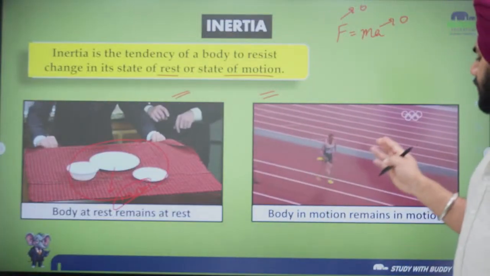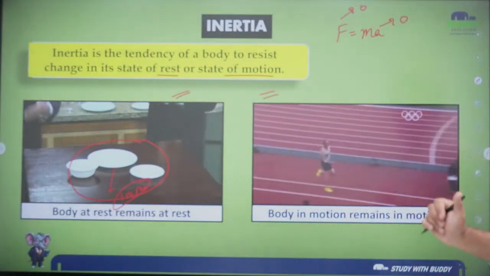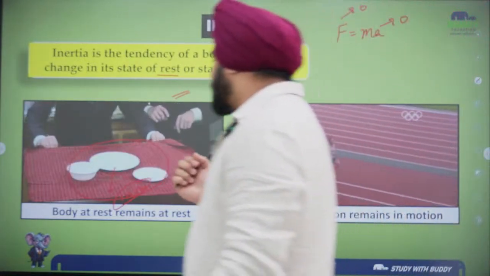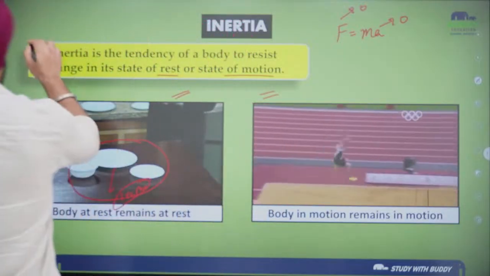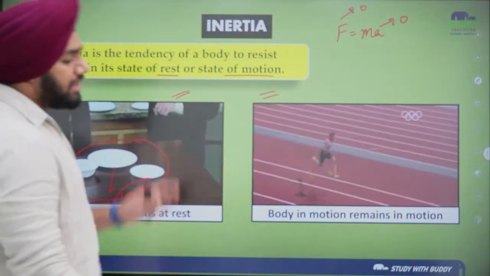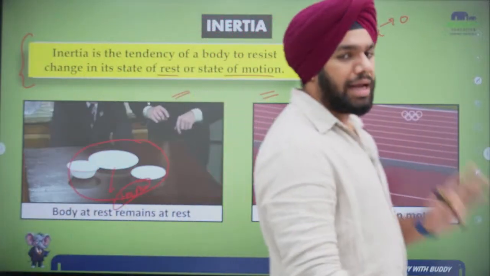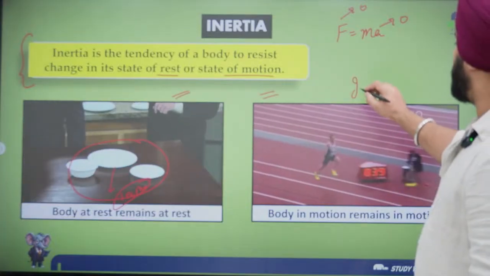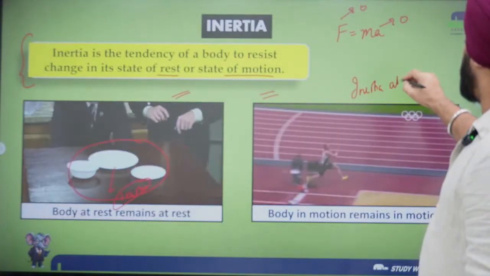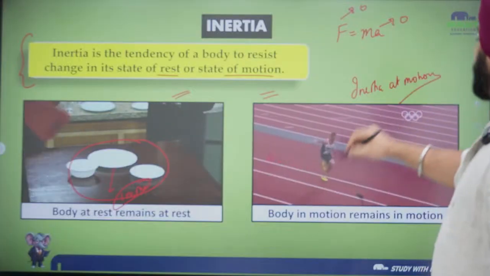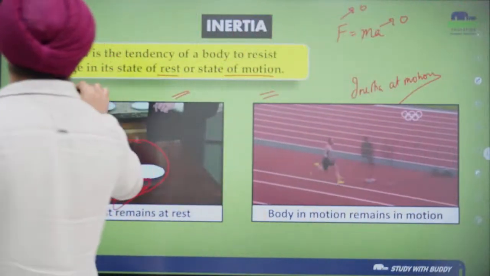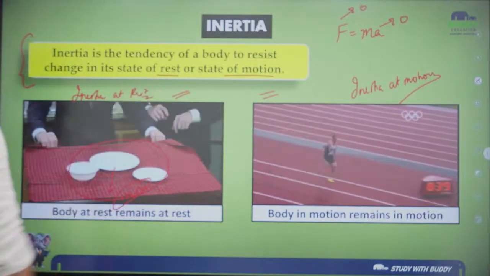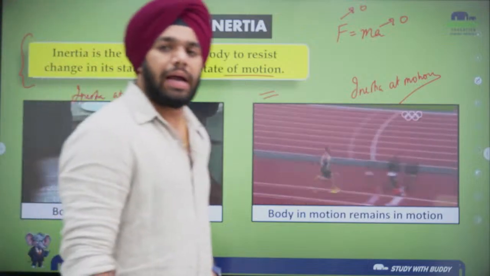Okay. So if you take a close look here, you will see that the upper body is still in motion, right? Upper body is still in motion. Therefore, what exactly is happening? These things are happening because of the inertia only. Okay. So this is the example of inertia at motion, and the earlier one is the example of inertia at rest.